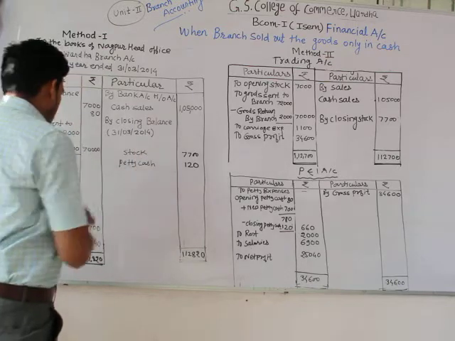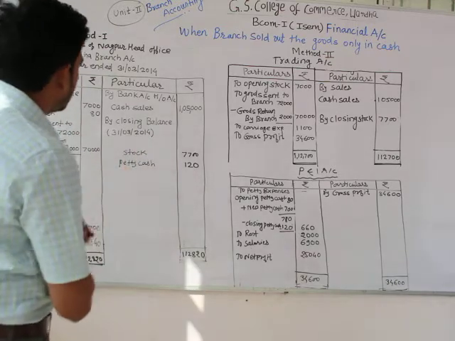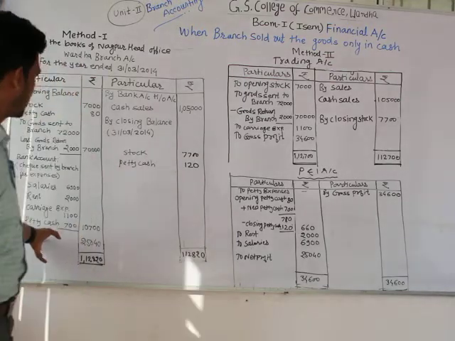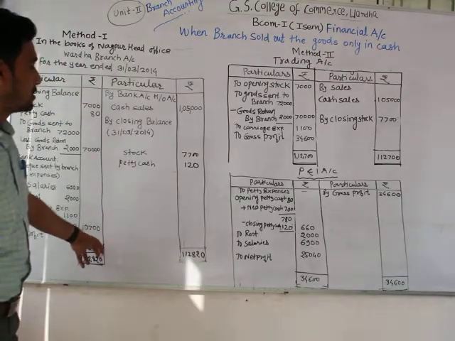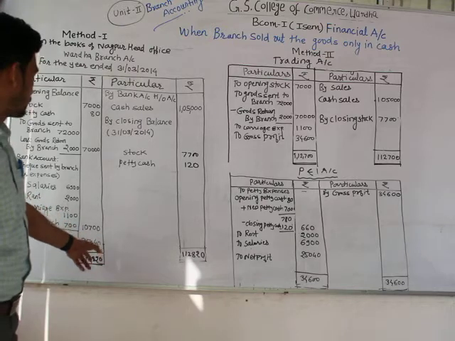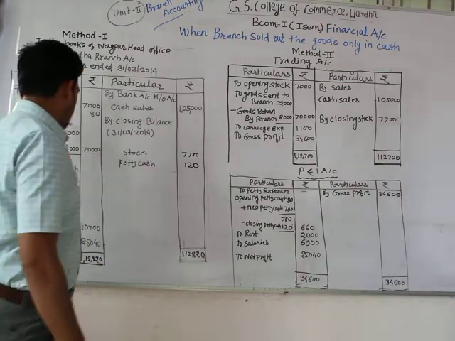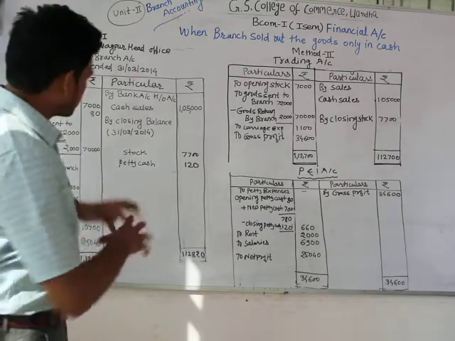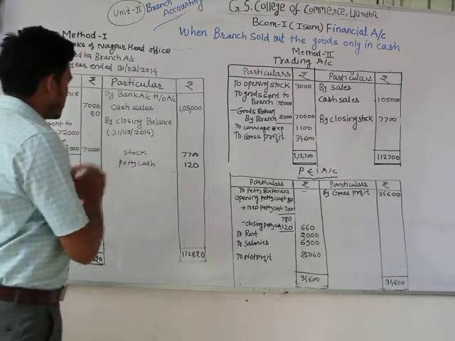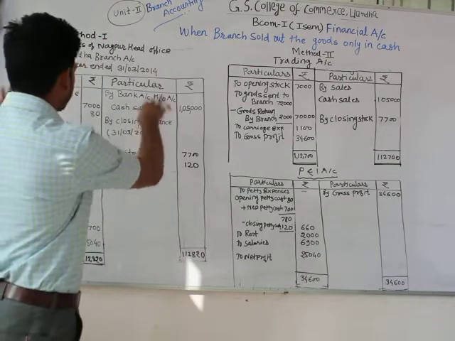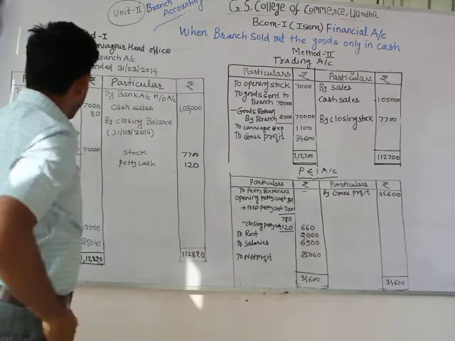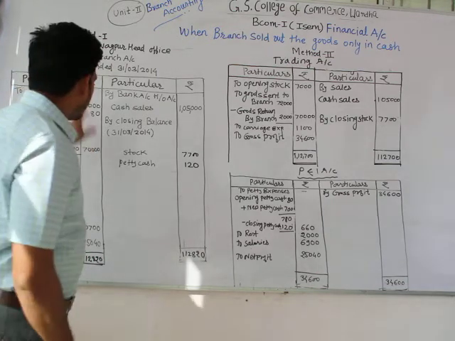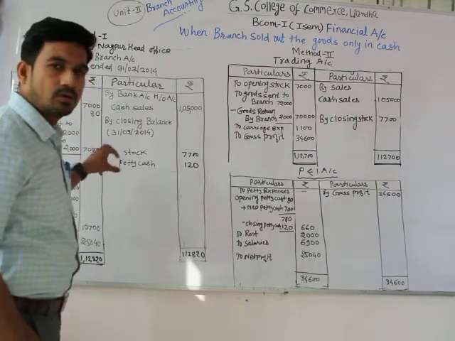Now balancing those sides, this side is more than this side, that's why we have mentioned here a profit of rupees 25,040. 25,040 is the difference, because this side is more than this side. The grand total is 1,12,820. So I hope you got the flavor of this method first, and we have mentioned here a trading account and profit and loss account, all those transactions in one particular format.